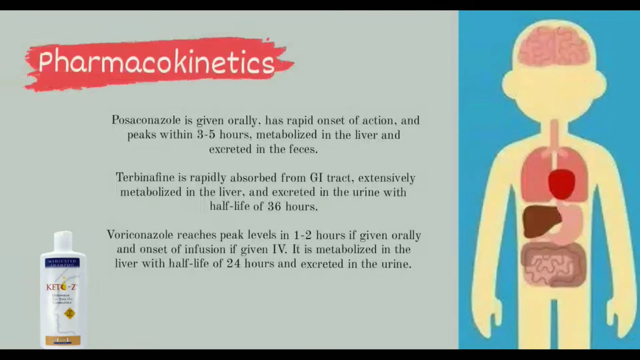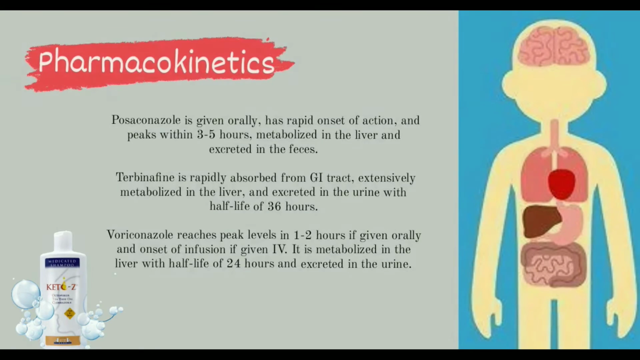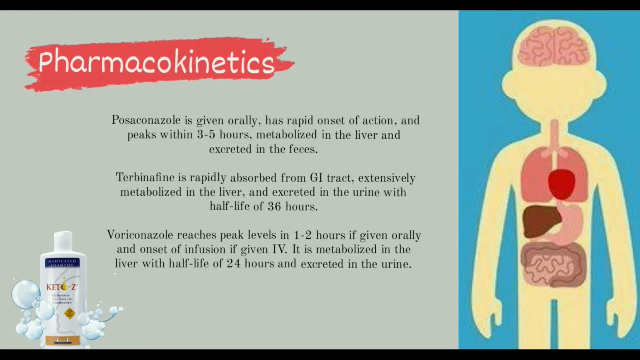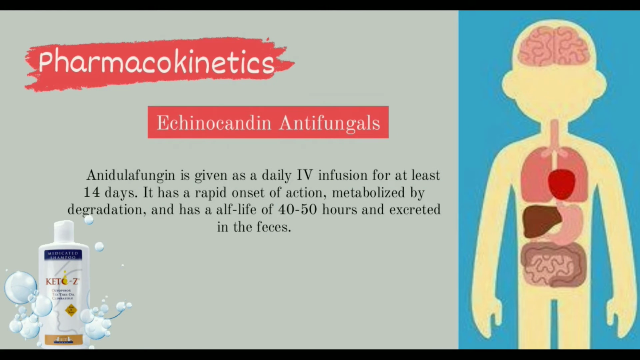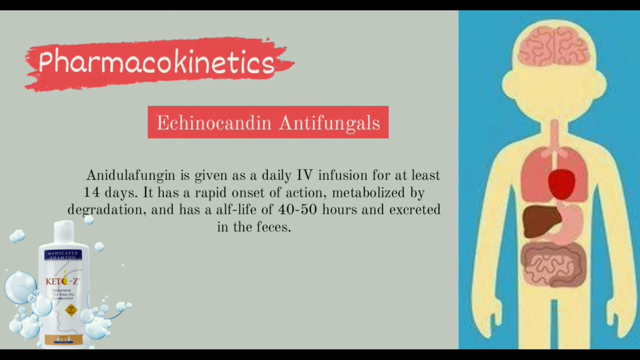Terbinafine is rapidly absorbed from GI tract, extensively metabolized in the liver and excreted in the urine with half-life of 36 hours. Voriconazole reaches peak levels in 1 to 2 hours if given orally, and onset of action if given IV. It is metabolized in the liver with a half-life of 24 hours and excreted in the urine. While in the echinocandin antifungals, anidulafungin is given as a daily IV infusion for at least 14 days. It has a rapid onset of action. It is metabolized by degradation and has a half-life of 40 to 50 hours and excreted in the feces.